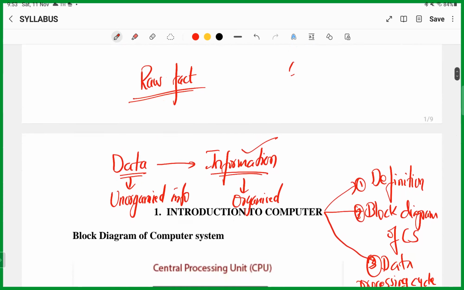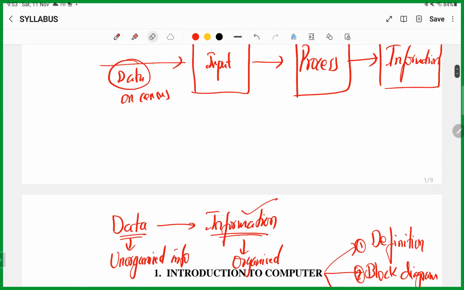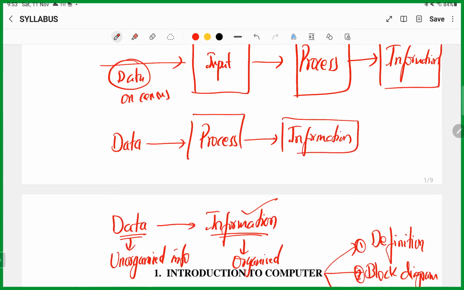And what you write for information: the processed data is called information. You can draw this diagram, show it like this: data, process, information. You can write raw fact, that is also called raw fact.